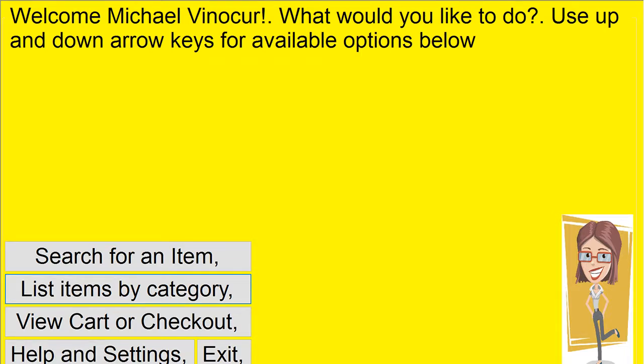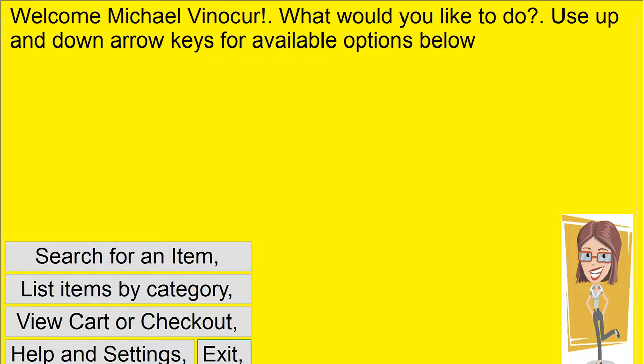I'm using my down arrow, and I've moved from the default option, which is to search for an item, which functions just like a web search. I can list items by category, also known as browsing. I can view my cart or checkout if I've already added items to my cart and I'd like to begin the checkout. I can hit my down arrow again and go to the help and settings option, or I can select my down arrow again and go to exit.